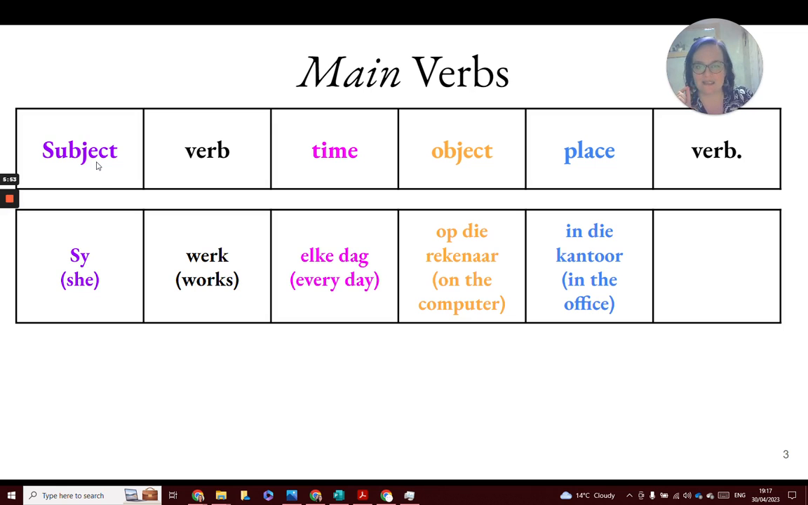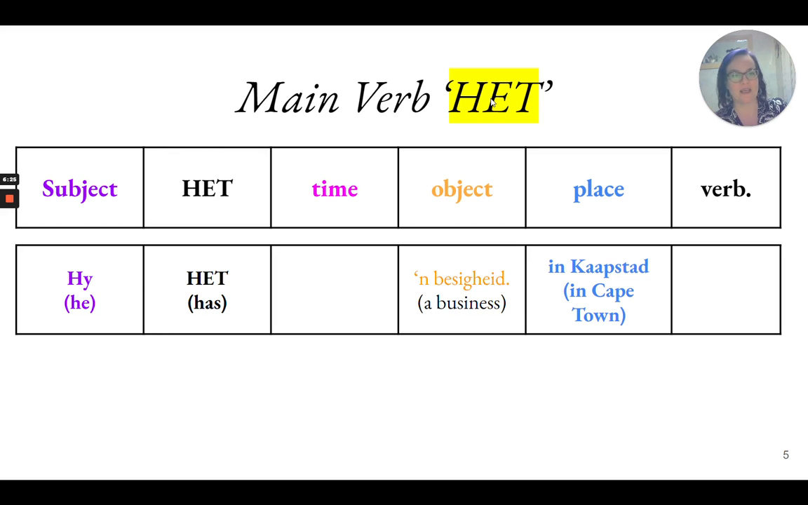Now let's look at "het" and "is". Okay, so "het". If you've used "het" a lot, you're thinking, well, this must be past tense. No. "Het" in the present tense means have or has. This is not linked specifically only to past tense. "Het" has its own meaning. I have a book: "Ek het 'n boek." My example sentence: "Hy het 'n besigheid in Kaapstad." He has a business in Cape Town.